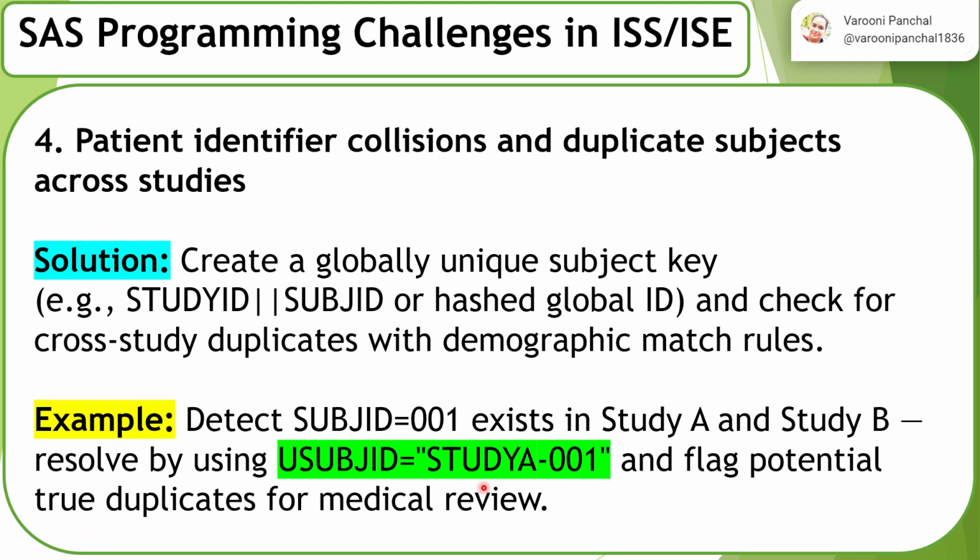So now your two records are unique and they are not duplicates once you create this new variable, unique subject ID, and flag potential true duplicates for medical review. So even after assigning this new variable called unique subject ID, concatenating study ID and subject number, if you still feel there are more potential true duplicates, then you can raise those duplicate records with the medical review. Believe me, working on ISS and ISE study is not that easy. Even if you have 2 to 3 studies, you will still need a lot of mapping, a lot of documentation, a lot of patience, and a lot of precision and attention.